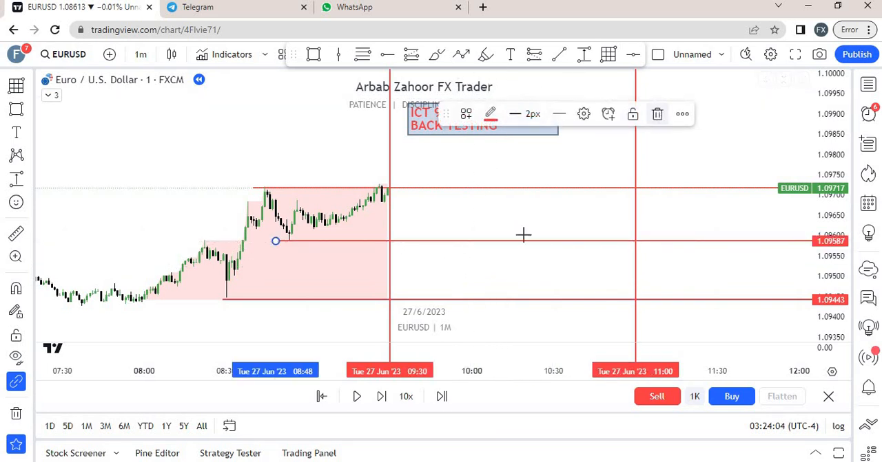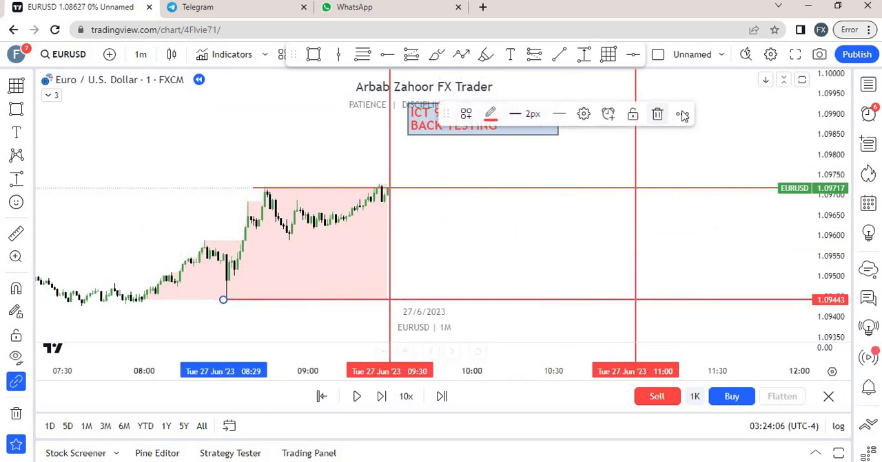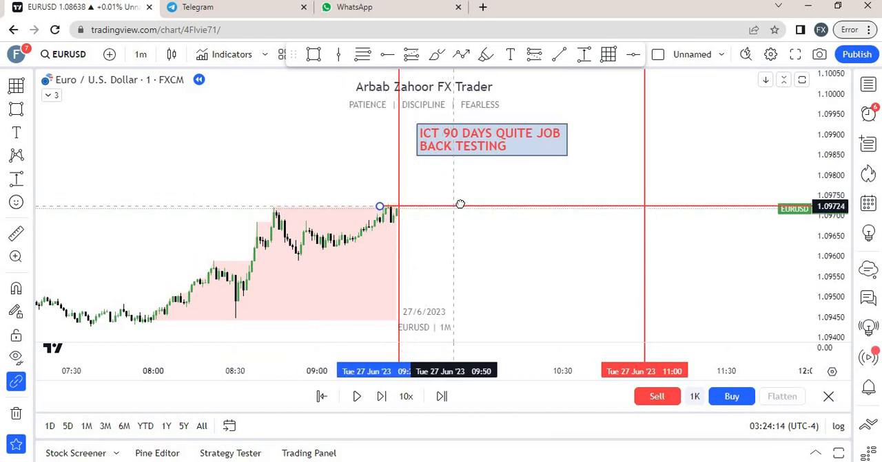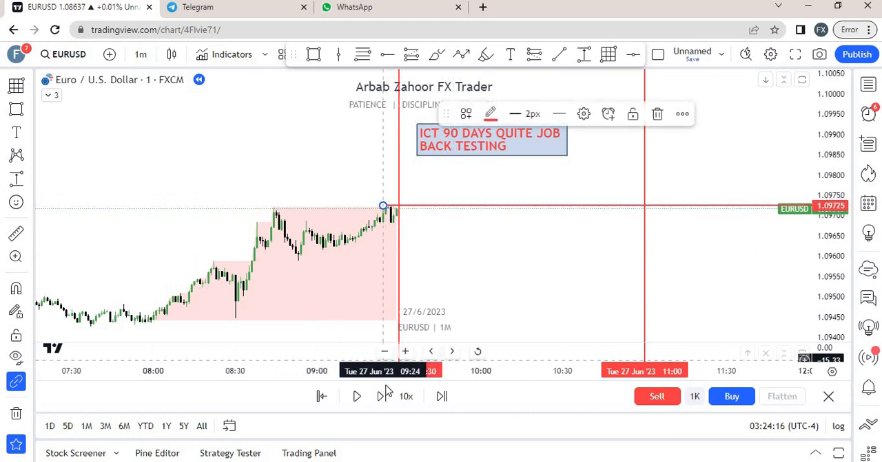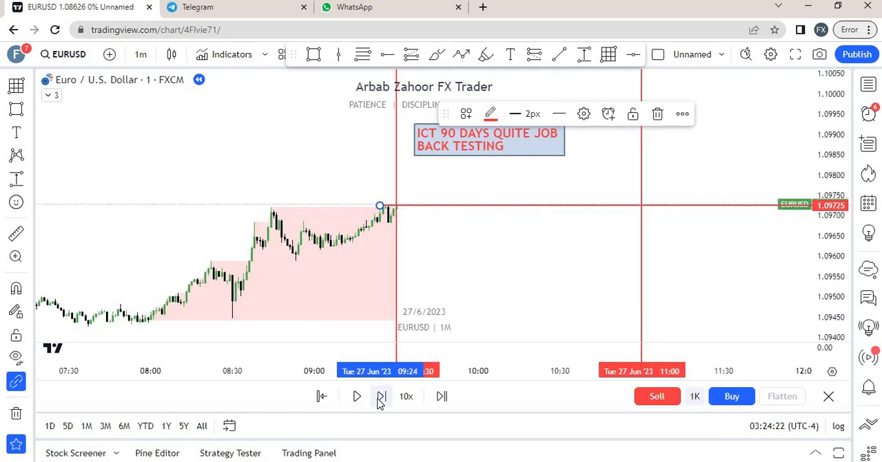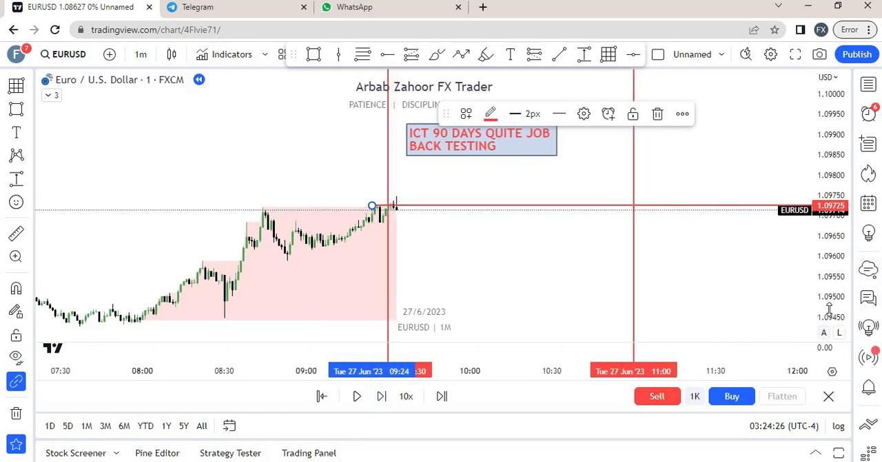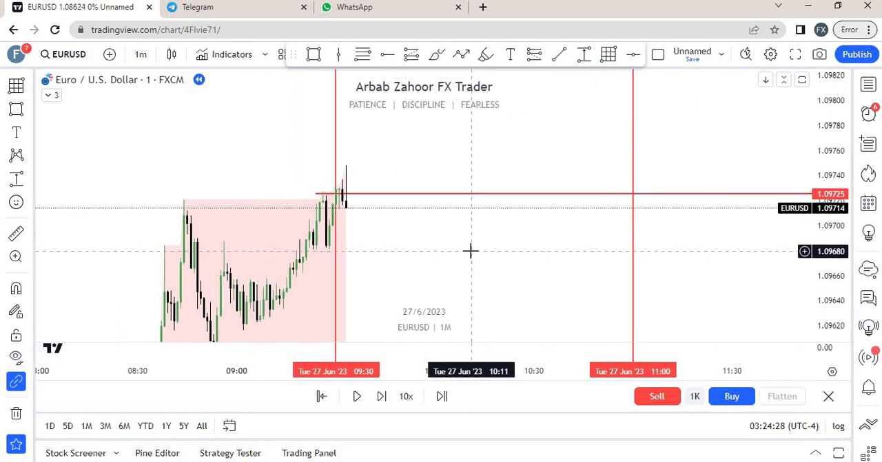Let me show you what that means. We have price nearby, and we also have this liquidity area, this high. So we will see what price does after 9:30. Yeah, price takes out liquidity.